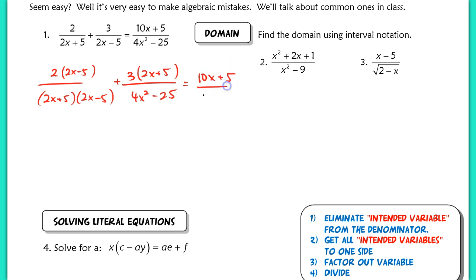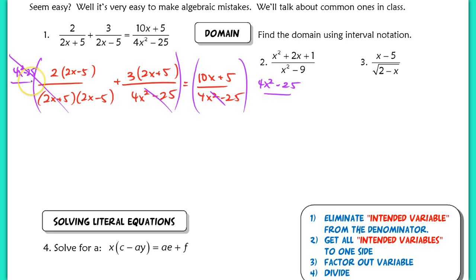Okay, now, once we're here, we know that we can clear out that denominator by multiplying on both sides of the equation here by 4x squared minus 25. So now that's going to cancel out the denominators. Let me rewrite that in here. Make sure that we're always multiplying by the same quantity here on both sides of the equation. So that'll clear out that denominator, and I'm just left with the numerators. I have 2 times (2x minus 5) plus 3 times (2x plus 5) is equal to 10x plus 5.